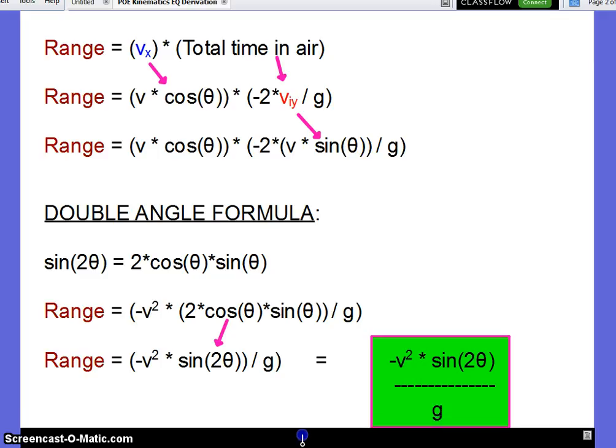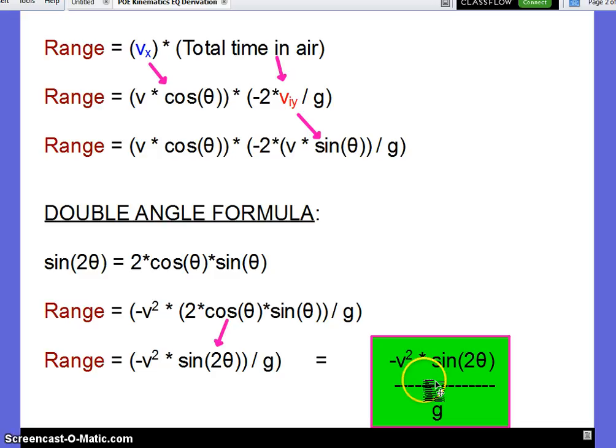All right, so if we go to the next line here and drop down, we have simplified our expression for range, and it winds up being the negative of the launch velocity squared multiplied by sine of twice the launch angle, all divided by the acceleration due to gravity. Remember, the acceleration due to gravity is negative. So these two negatives wind up canceling out, which leads to a positive range all the time.